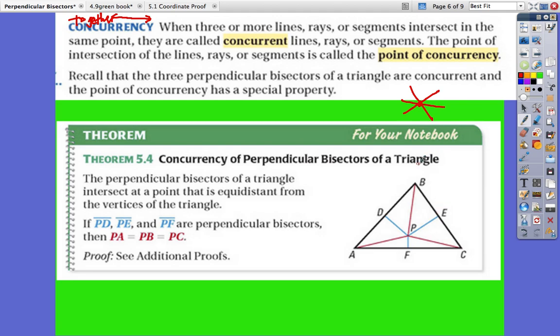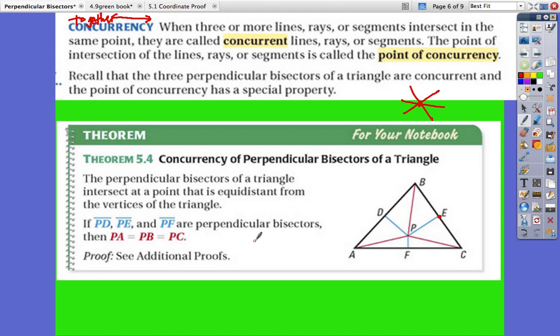If we look at each side of this triangle, we'll notice that there's a midpoint on each. Side BC has midpoint E. Now, how do I know E is the midpoint? Not because it looks like it's the midpoint. We know because the theorem tells us that segment PE is a perpendicular bisector, and by definition, every single perpendicular bisector must go through the midpoint. That's the definition of perpendicular bisector.